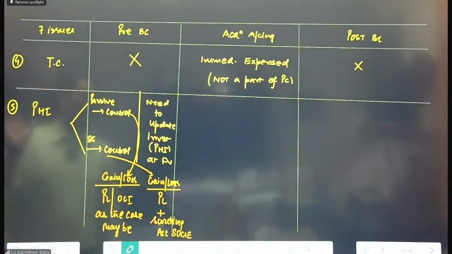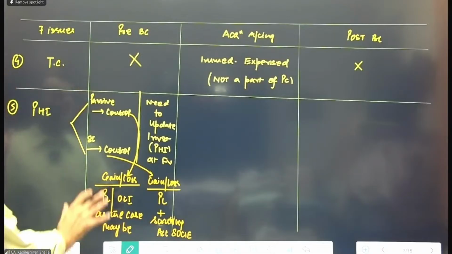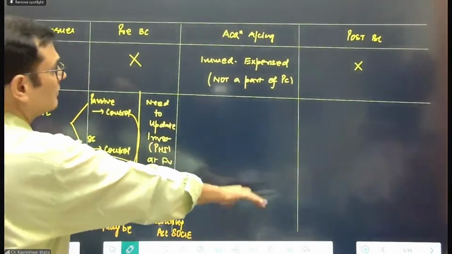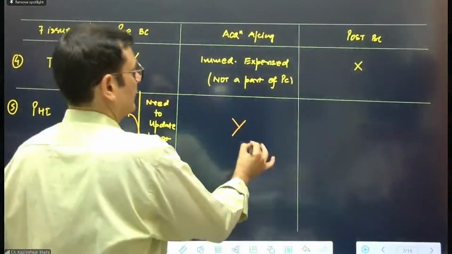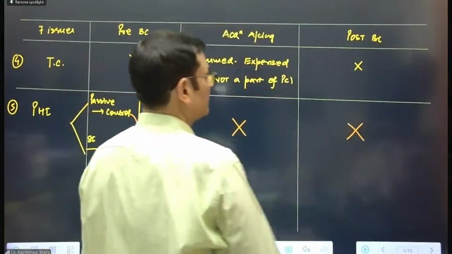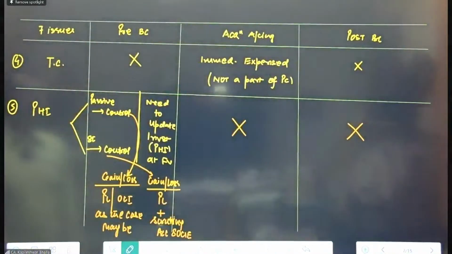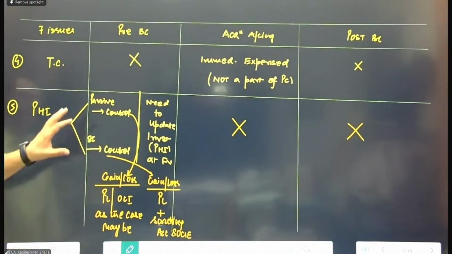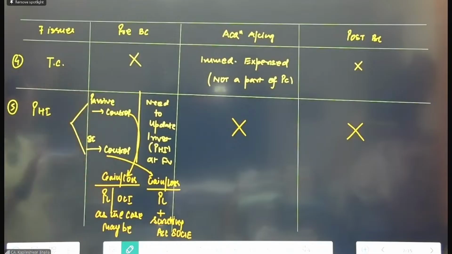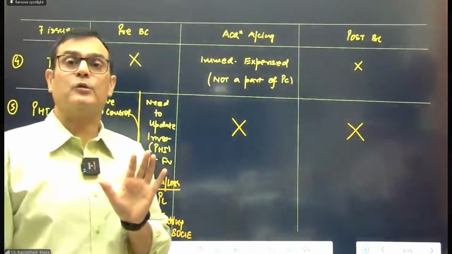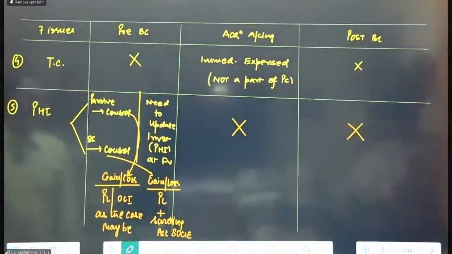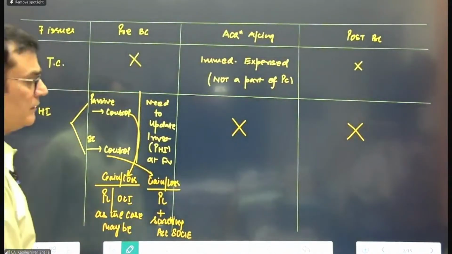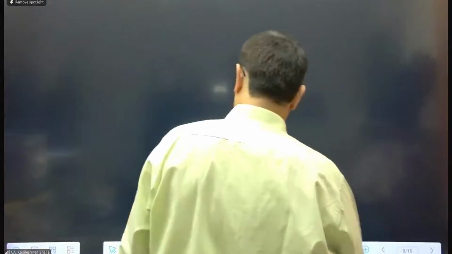Any inputs to be done on acquisition accounting? Once you've done these entries, anything to be done on the acquisition accounting? No. Anything to be done post-business combination? No. So we have just taken care of this particular issue. So this will be taken care of prior to, you can say, the acquisition entry, updating the PHI. Right, and then we go on to the other two issues as well.